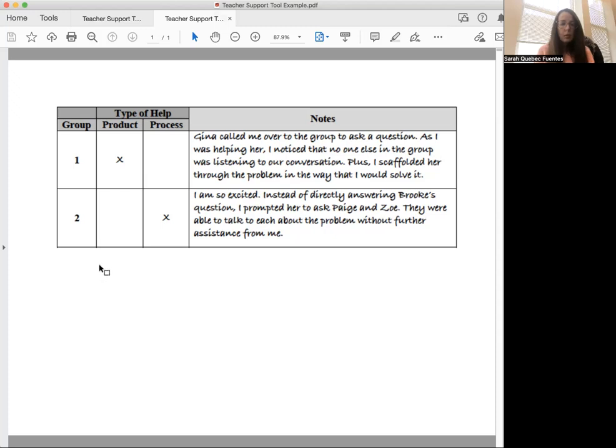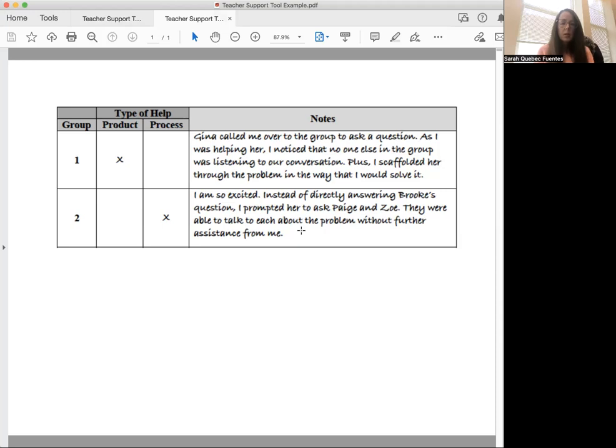On the other hand, with the group in the dialogue on the right, Mr. Warren would document that he used process help. Instead of directly answering Brooke's question, I prompted her to ask Paige and Zoe. They were able to talk to each other about the problem without further assistance from me.